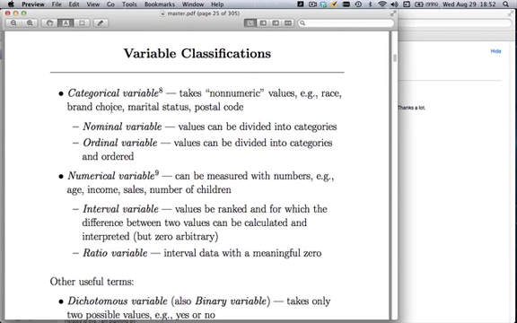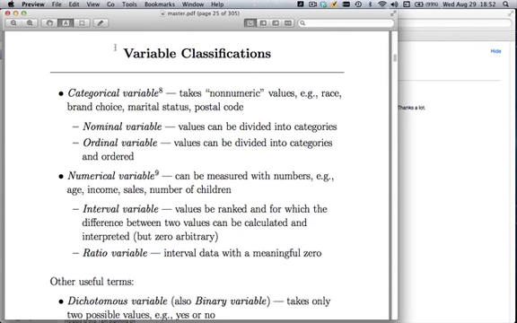So this is a fairly loose definition, but categorical variables will take non-numerical values such as race, brand choice, marital status, postal codes, whereas numerical values we're going to be sticking on a continuum. So they're measured with numbers, i.e. you can put this on a number line. So things like age, income, sales, number of children are all measured with numbers.